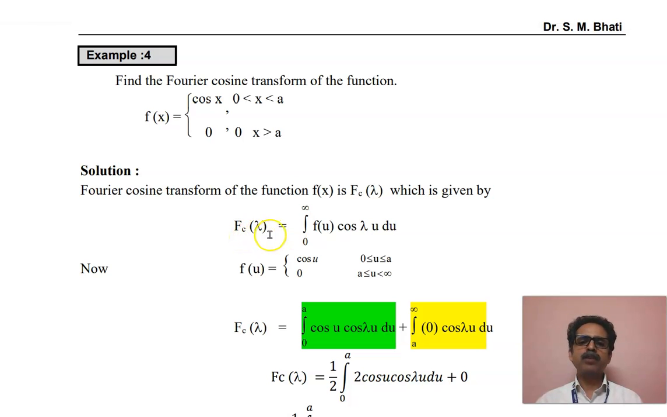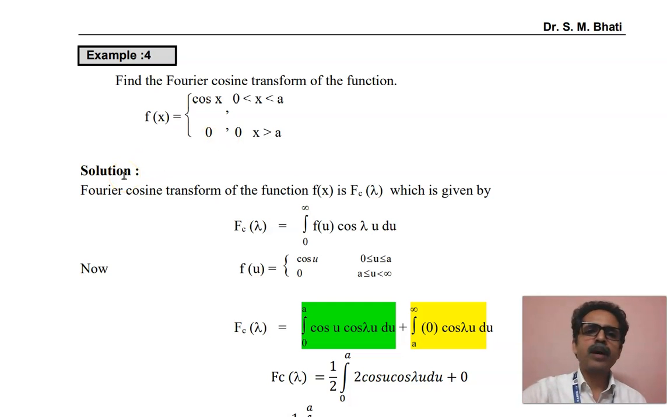epsilon lambda is equal to the integration from 0 to infinity f of u cos lambda u du. Fine. Now in this formula the right hand side contains f of u, but we know f of x. So from f of x we have to write down f of u. And how to write down f of u here? By replacing x by u. Hence f of u becomes a function. f of u is equal to two values. One is cos u when u is between 0 and a, and another value is 0 when u is between a and infinity. Note that this 0 doesn't have meaning, so I should cancel this 0.